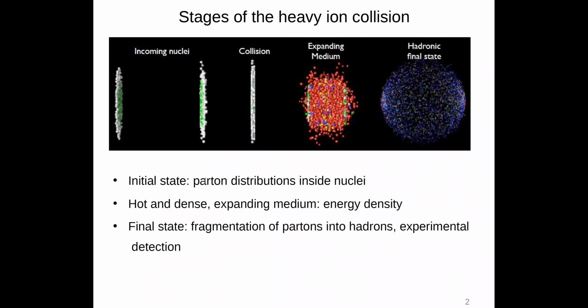Since the pressure inside the medium is much higher compared to the vacuum, where the pressure is very small, the system starts expanding, and the initial energy density of the medium is very high. Initially it expands as a partonic medium, and then at one point hadronization occurs and hadrons are formed. Then it still expands as a medium of hadrons.